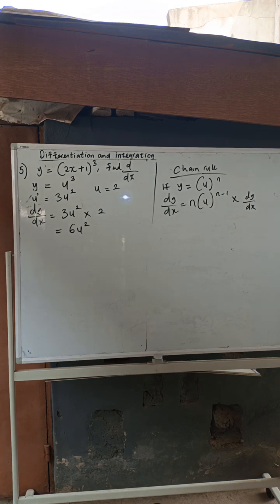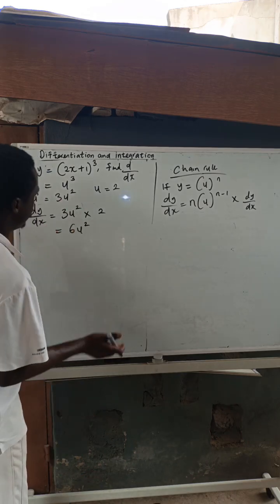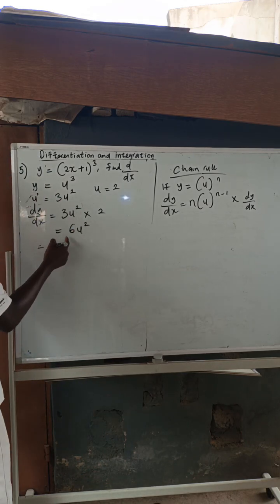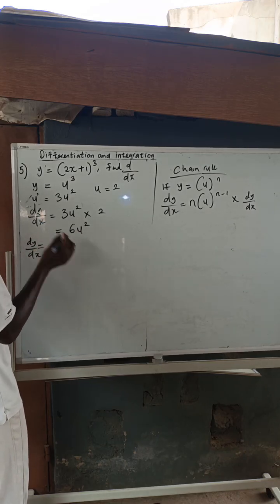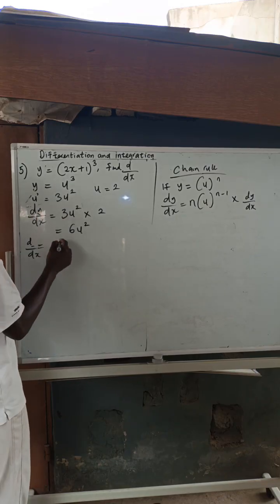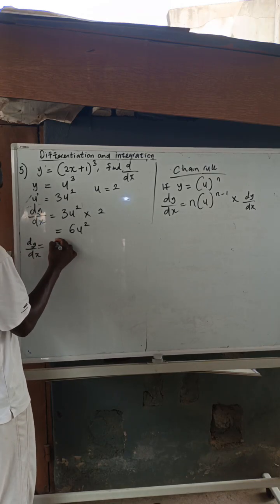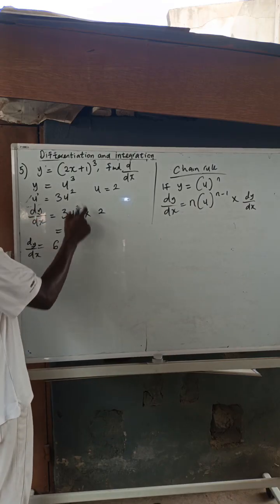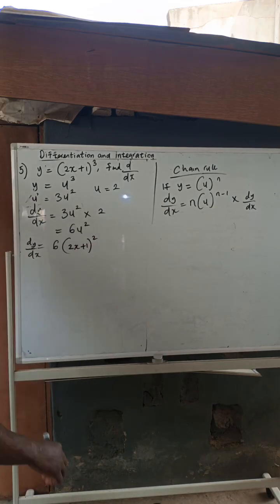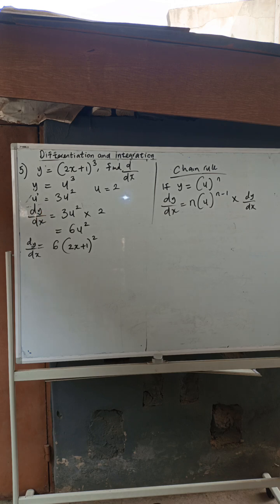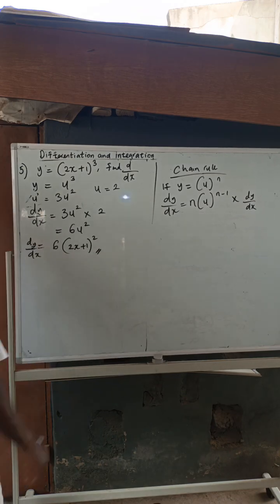But don't forget that we are not done, because I've substituted my u to be this one. So I'm taking my u back. My dy/dx will now be 6 open bracket. Don't forget that our u is 2x plus 1. So dy/dx is 6 open bracket 2x plus 1 raised to power 2. So this is our final answer.